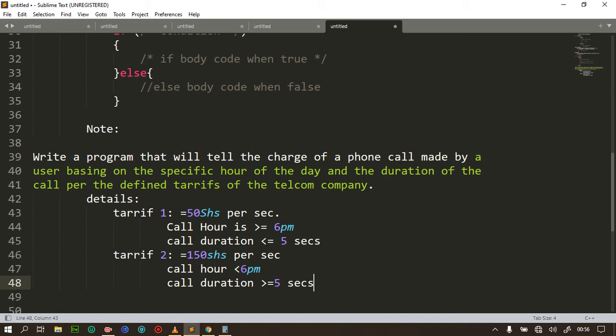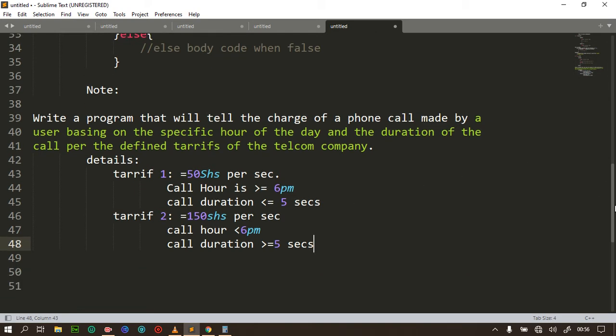But again, we are saying if someone makes a call in the hour of less than 6 p.m. and the call duration goes either equal to 5 seconds or beyond 5 seconds, then what is going to be the charge? We are going to find that out, but we are trying to brainstorm for this case. So you're going to try to play around with that condition and see how we can try to nest.